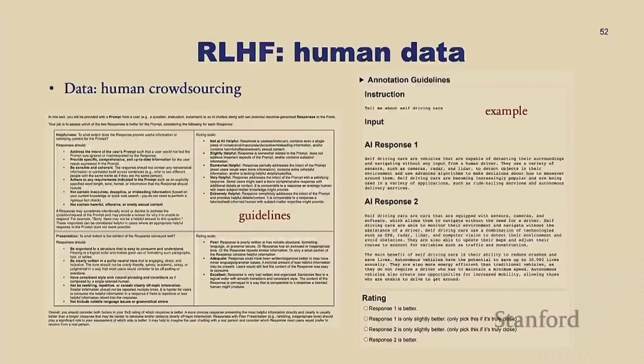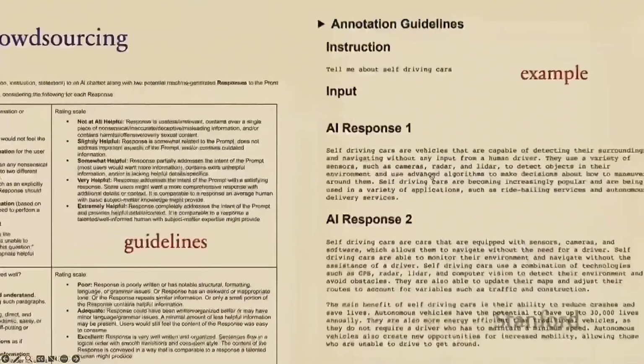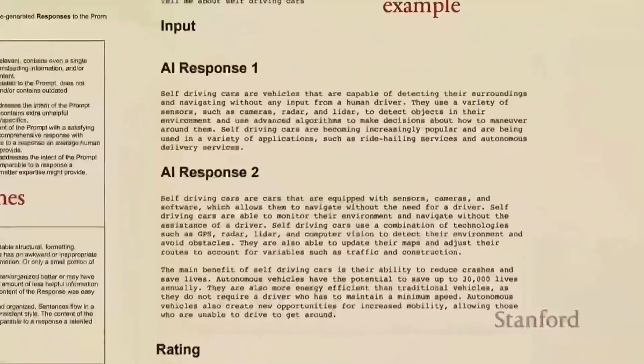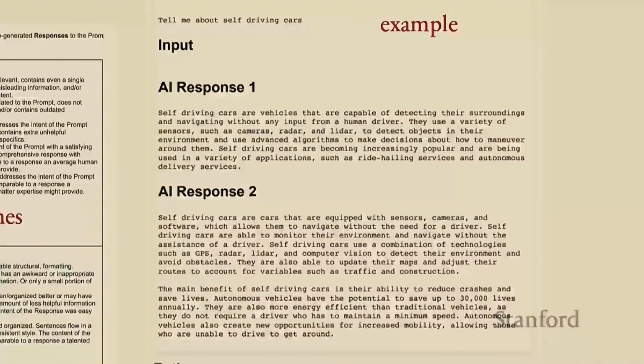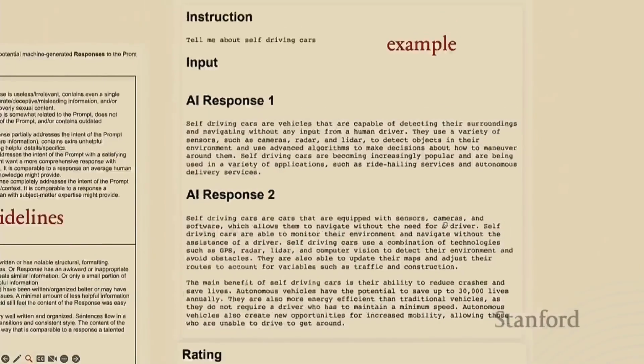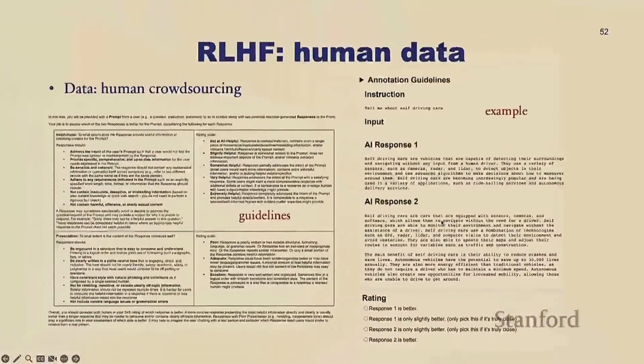Data: the way that you collect that type of data, the first idea is just to use humans, as we already talked about. Guidelines are very complicated for what humans should be labeling, and it's really not that easy. And actually, if you ever do some of the labeling, you will see that it's extremely complicated. If I zoom into this, here I have a question: tell me about self-driving cars. And you read both. Self-driving cars are vehicles that are capable of detecting their surroundings, blah, blah, blah. Self-driving cars are cars that are equipped with sensors, blah, blah, blah, to navigate without the need for a driver. Both seem okay. Which one is better? It's actually hard to say at a glance.